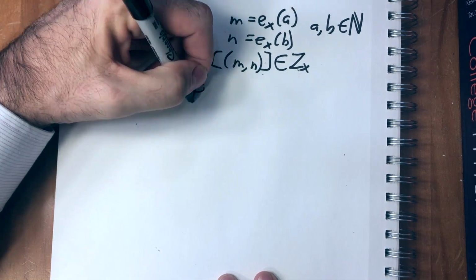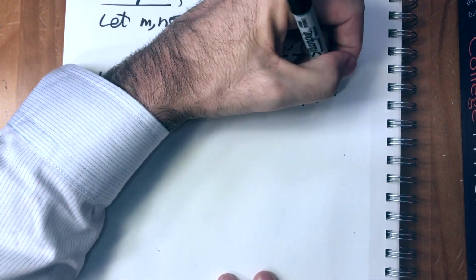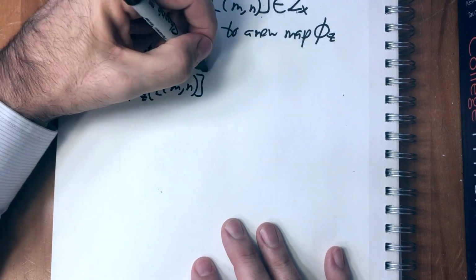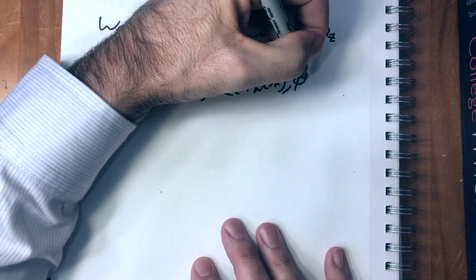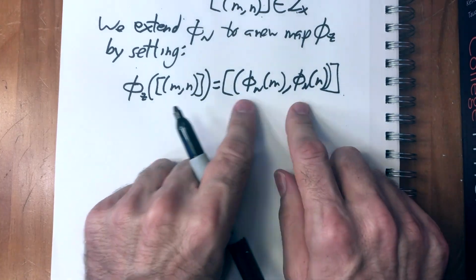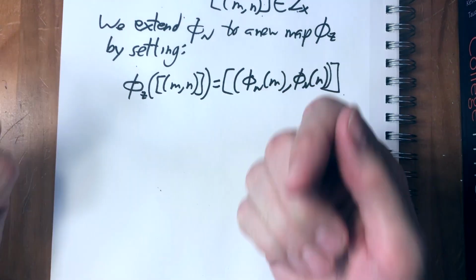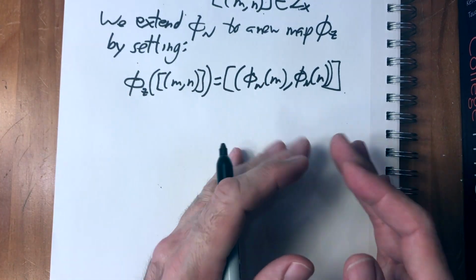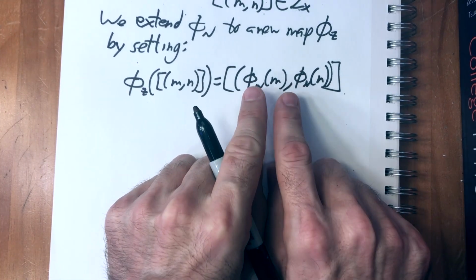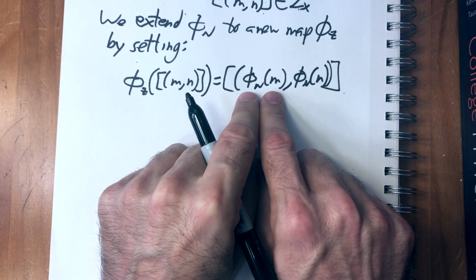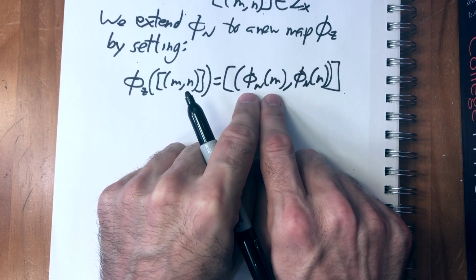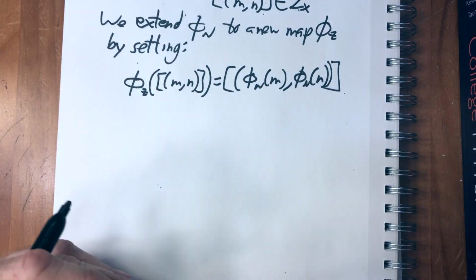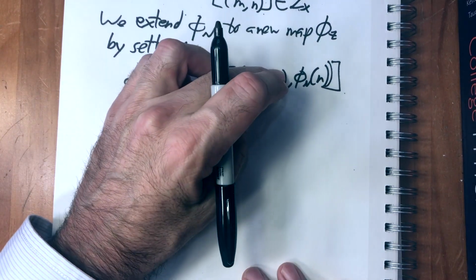So we extend phi n to a new map, phi z, by setting phi z of the integer m comma n equal to the equivalence class of phi n of m comma phi n of n. So what did we do here? This is the new map, which takes one of these new integers as input, and it gives us an equivalence class in Y using only our mapping of the natural numbers. So what we did is, yet again, we're going down, over, and then back up.